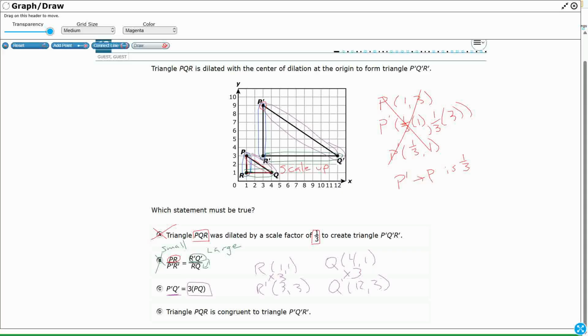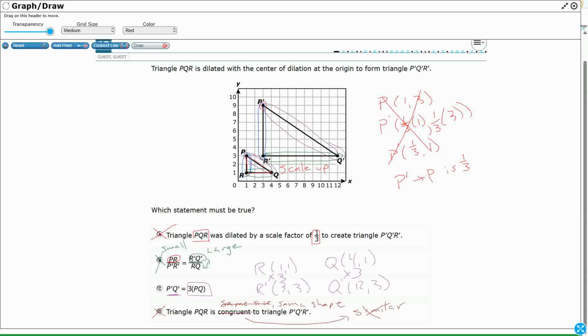Okay, and let's just double check D here. Triangle PQR is congruent. Now it comes down to a key word here. We cannot say they are congruent because congruent means same size, same shape. They are the same shape, it just got scaled up. They are no longer the same size. Instead, when you scale up with a dilation, they are similar. Now, if that were to say similar, then that would be the correct answer. Similar means same shape, but just proportional sizes. The angles stay the same. But it doesn't say similar, it says congruent, which they are not. They are not the same size.